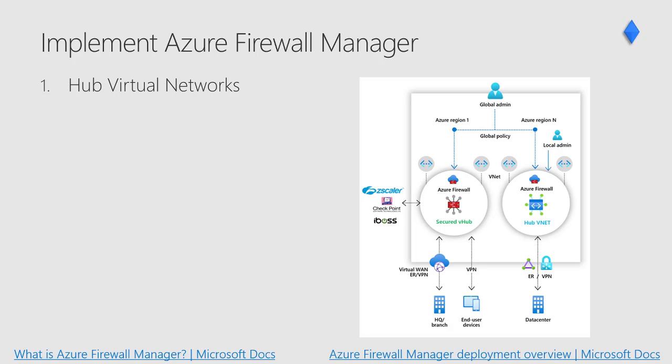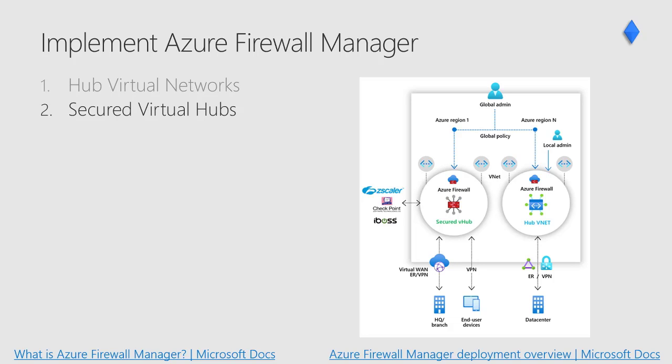Create a firewall policy. Make sure you know the three ways you can do this. Create your hub and spoke architecture. Select security providers and associate firewall policy. Currently, only Azure Firewall is a supported provider. And then configure user-defined routes or UDRs to route traffic to your hub virtual network firewall.